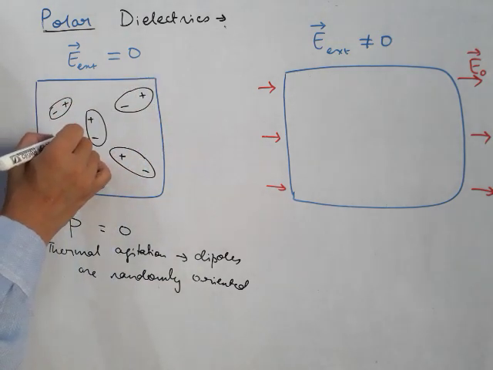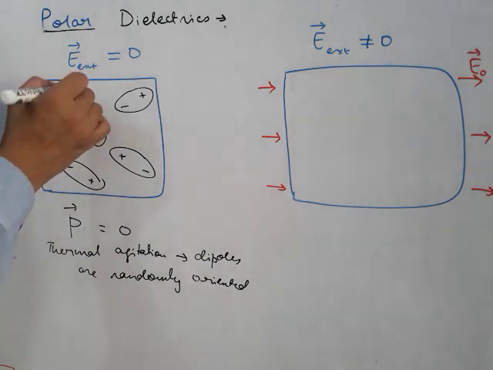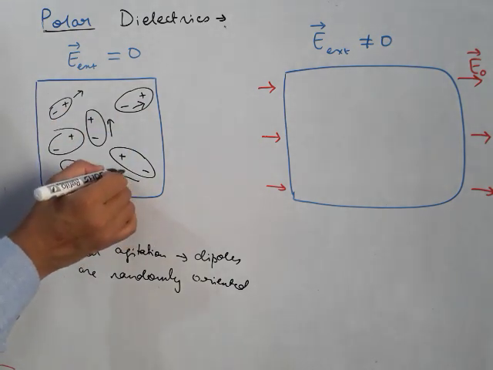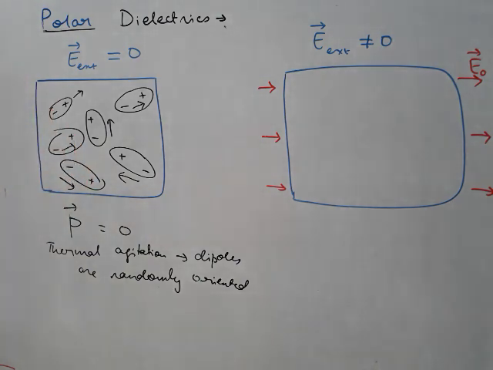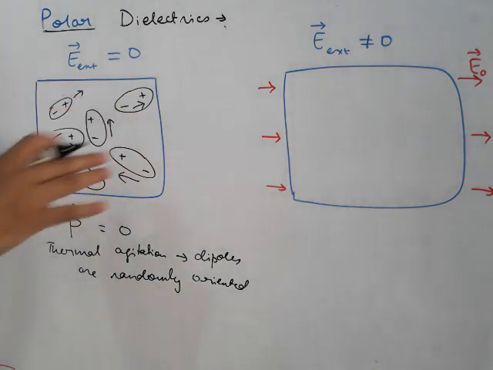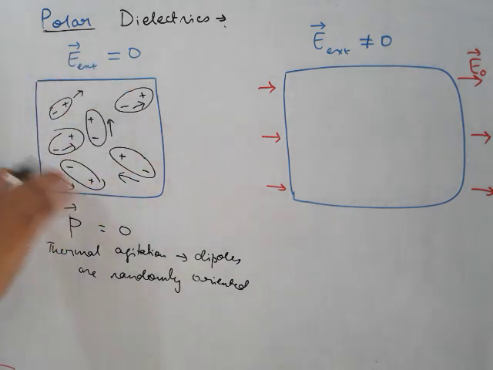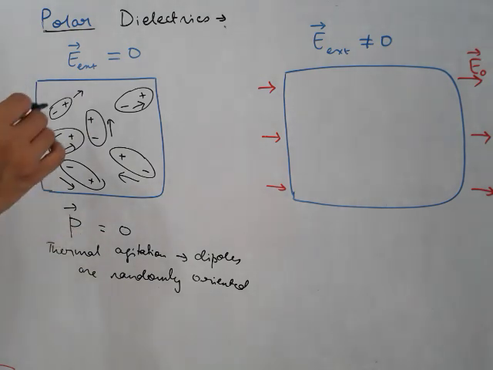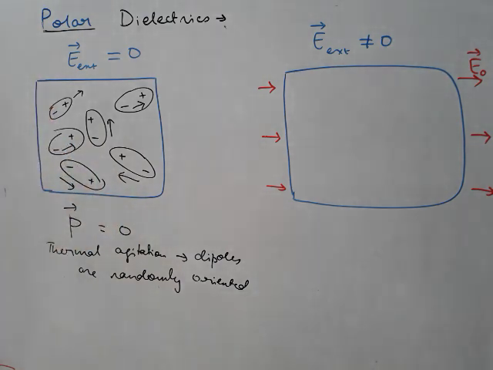Now dipole moment is a vector quantity. This dipole moment is in this direction, this dipole moment is also in that direction, this dipole moment is somewhere here, here it is somewhere here, here it is in this direction, here it is in that direction. So due to thermal agitation, since the dipoles are randomly oriented, being a vector quantity, the individual dipole moments on adding vectorially will give resultant zero dipole moment. So individual dipole moments are not zero, but because of vector addition, they sum up to zero. Why? Because they are randomly oriented.